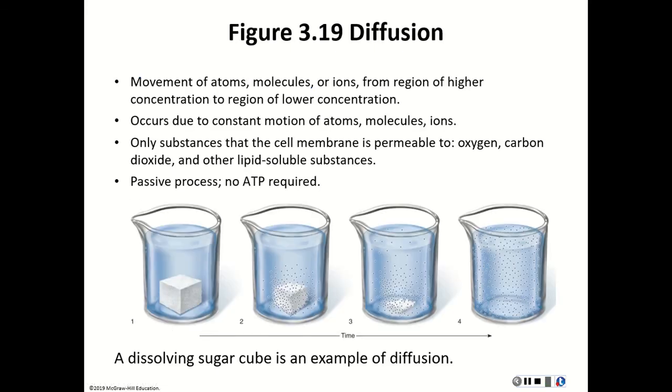For diffusion, you can see here in this experiment that if you put in a cube of sugar, the sugar molecules are going to passively diffuse, or passively move, throughout the whole solution. If you leave it over time, you'll find that the sugar cube is totally dissolved and the water is very sugary. Again, this is a passive process, no ATP is needed, where the molecules go from an area of high concentration and diffuse towards an area of low concentration.